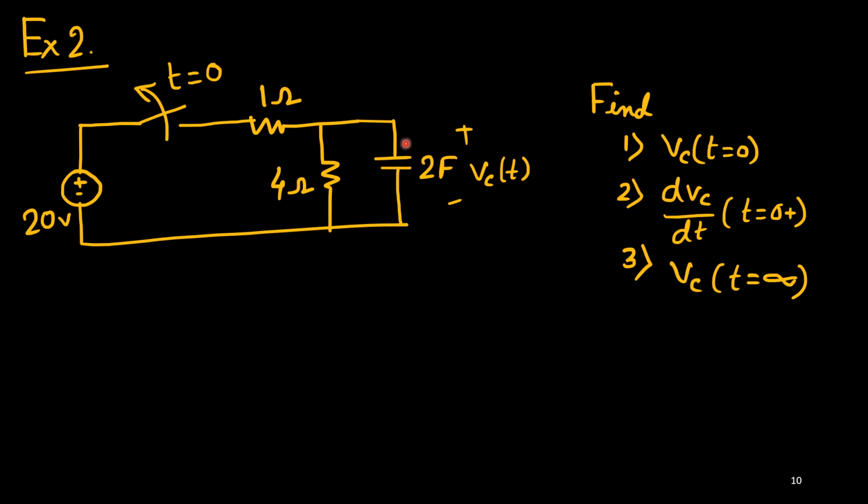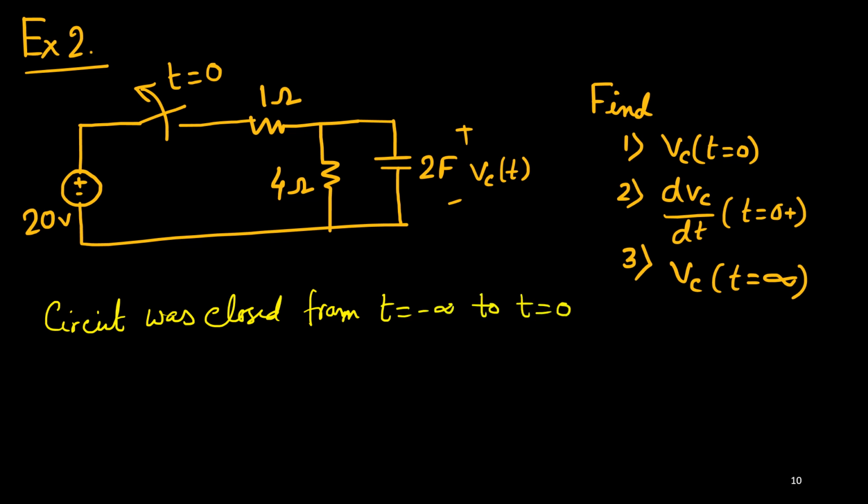So by that time, obviously the capacitor is fully charged. So be careful here. I am assuming that this circuit was closed for a long time, from minus infinity to 0. The circuit was closed from t equals minus infinity to t equal to 0. Okay, so this is infinite time. By the time the capacitor is fully charged, so the capacitor is now at steady state. So we can make the capacitor open circuit, right?